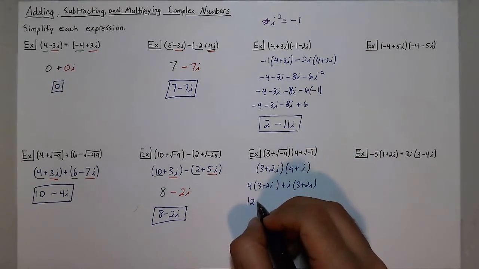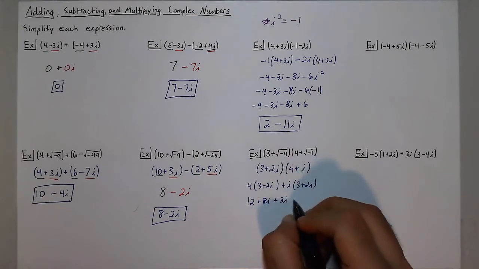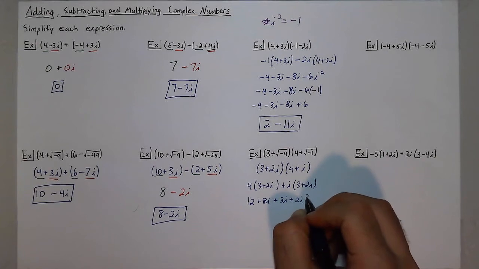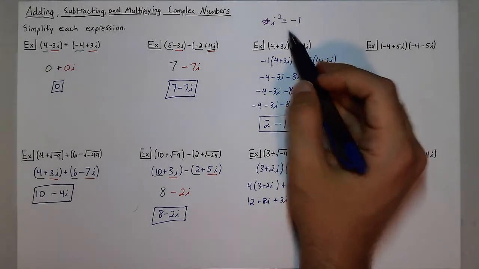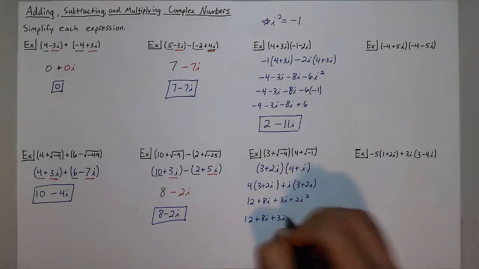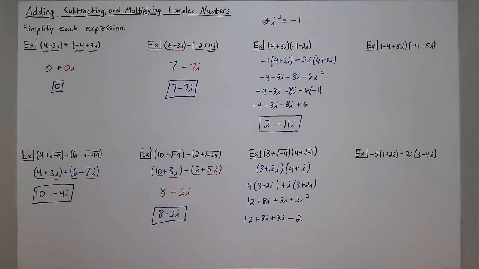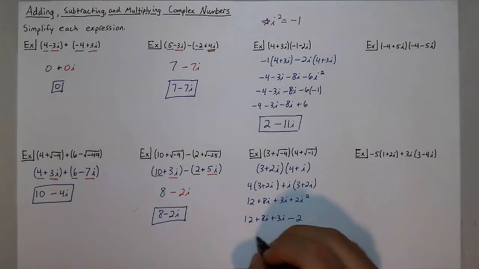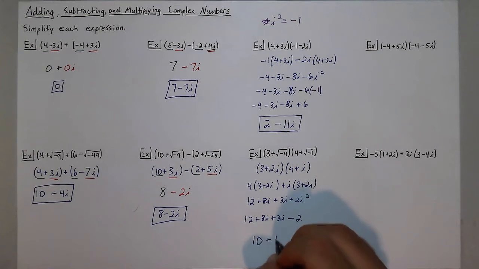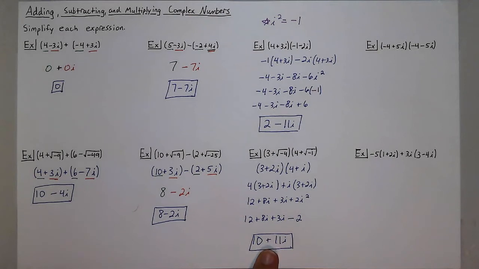So 12 plus 8i plus 3i plus 2i squared. And again, i squared is negative 1, so this is actually 12 plus 8i plus 3i, but instead of plus 2i squared, it's actually minus 2, because that's 2 times negative 1. Now combining my real parts and my imaginary parts, I get 10 plus 11i. So again, this answer is just one number, 10 plus 11i. It just has a real part and an imaginary part.